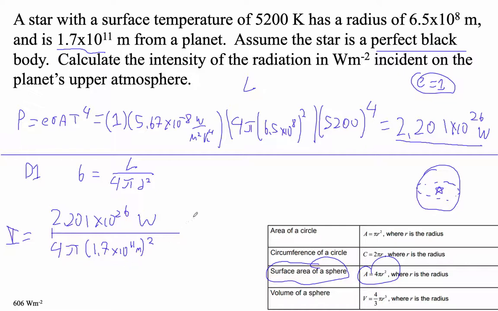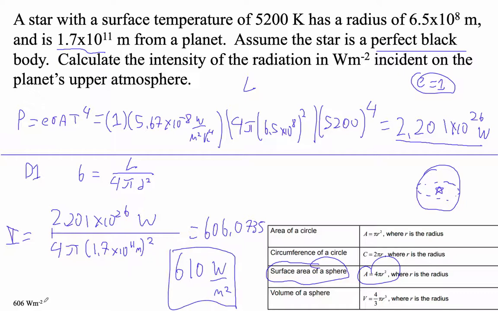I get 606.0735 watts per square meter. We have 2 sig figs, so really we'd have to say about 610 watts per square meter. Right? I'm going to go with 606 or something like that.